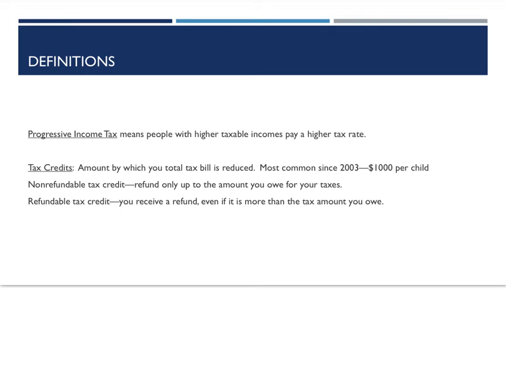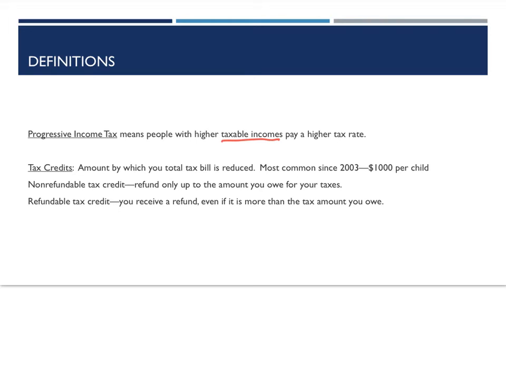We have right now in our country what's called progressive income tax, and that means people with higher taxable incomes pay a higher tax rate. Notice there's a key word in here, higher taxable income. That doesn't mean that you made more money. That just means that you have more money left after you've taken off your exemptions and deductions.